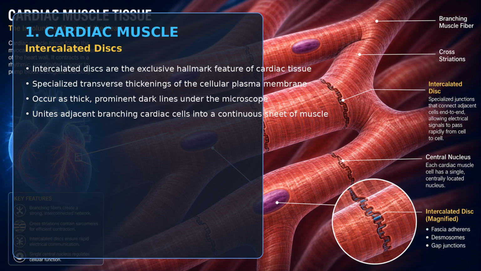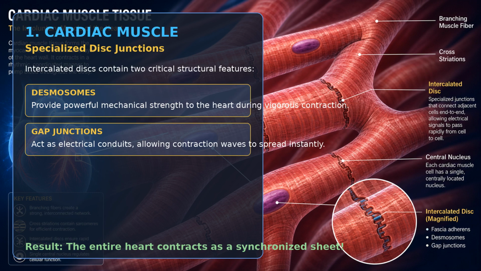Intercalated discs contain desmosomes, which provide structural strength during vigorous beating, and gap junctions, which act as electrical conduits. When a wave of contraction is stimulated in one fiber, gap junctions allow it to instantly spread to neighboring cells, enabling the entire heart to contract as a synchronized, powerful sheet of muscle.